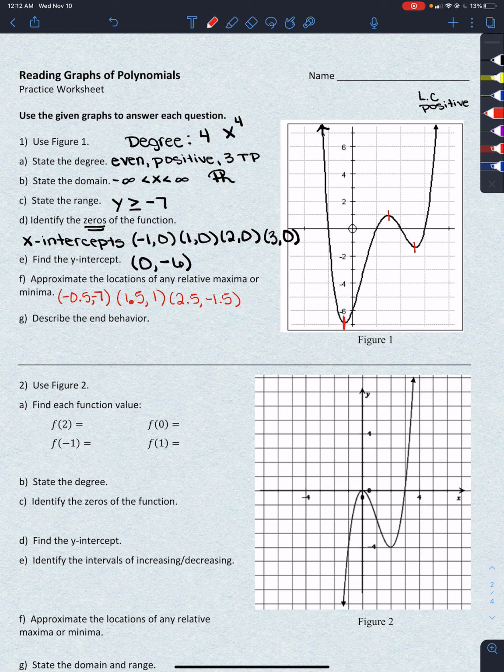Now let's go on and describe the end behavior. So this is where we are going to say as x is going to negative infinity. And then again, we're going to look at it as x approaches positive infinity. What is the y value doing, or what is the f of x doing?